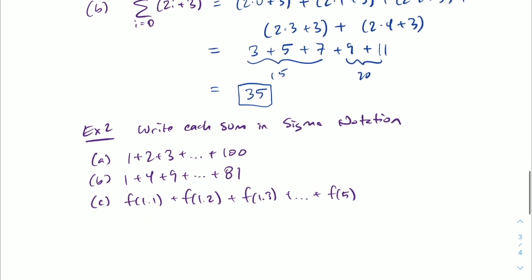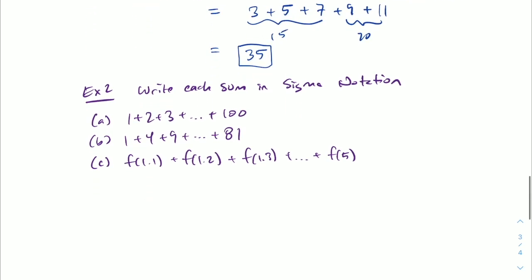For the first sum here, we just have to figure out the pattern. It goes 1, 2, 3, so it's going up by 1. We're going to start at 1, and we're going to end at 100, and we're just going to have each term be the index, the i. So it's going to be 1 plus 2 plus 3 all the way up to 100.